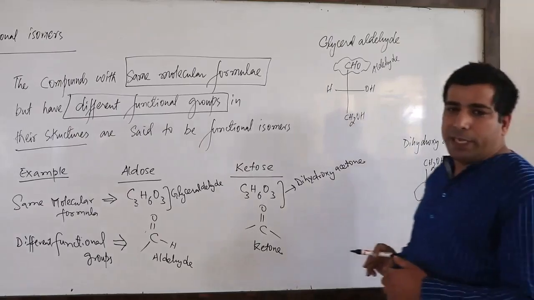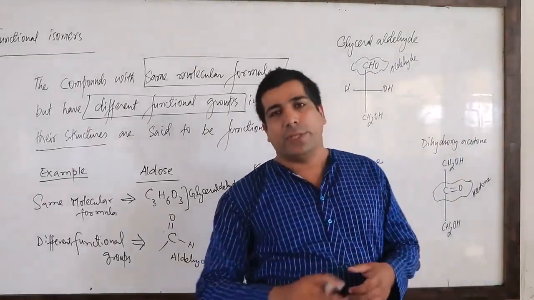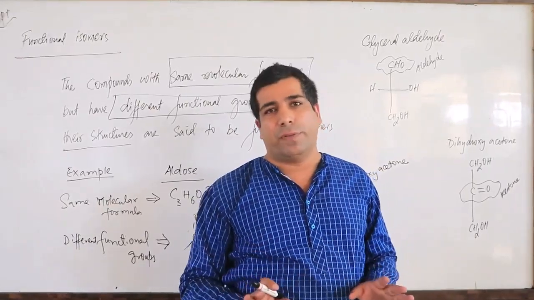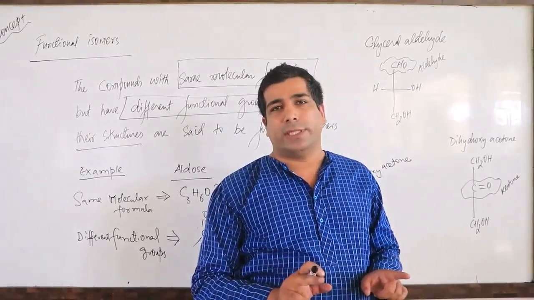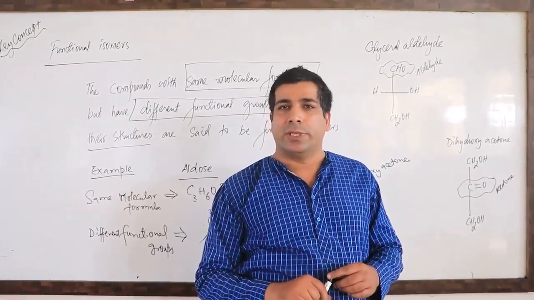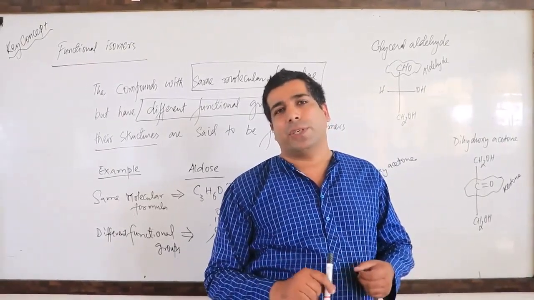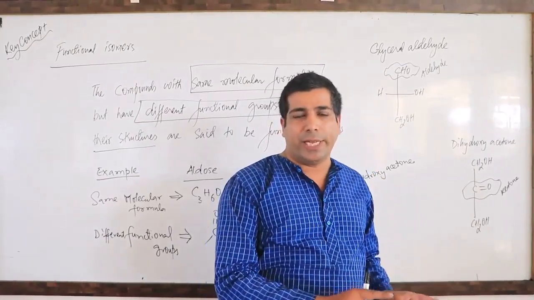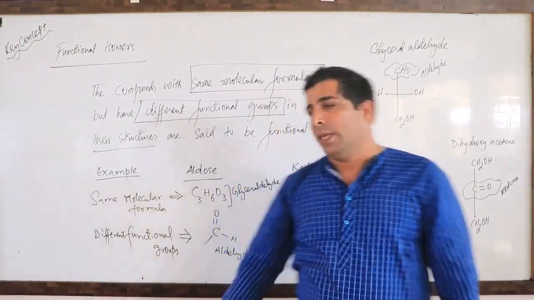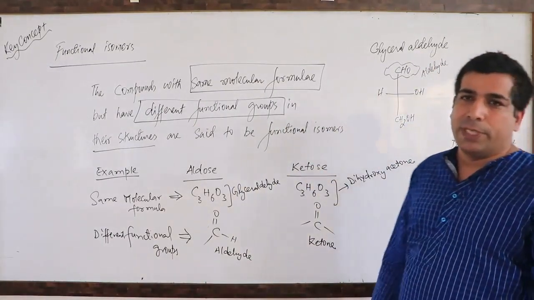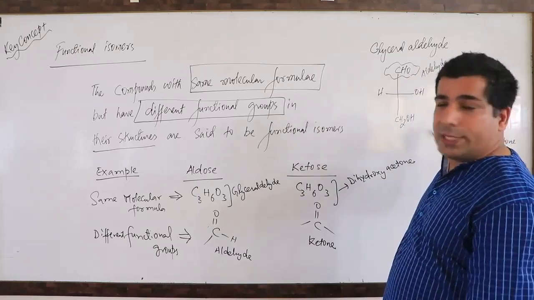In the same way, if we talk of glucose and fructose, these two also have the same molecular formula. Glucose contains aldehyde and fructose contains ketone. So obviously they have different functional groups. They will be functional isomers. Glucose and fructose, glyceraldehyde and dihydroxyacetone, these two pairs are functional isomers.